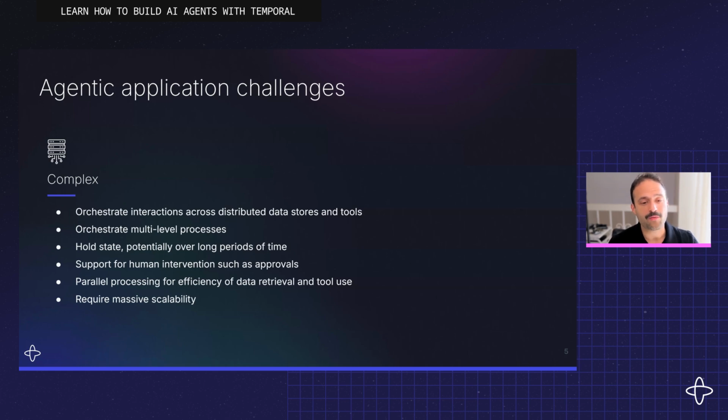We need to support parallel processing for efficient data retrieval and tool use. We're going to be making lots and lots of queries in the background to all different kinds of data sources. And again, we have to be able to handle network flakiness or anything that might require automatic graceful retries or any edge cases that might arise just at the network infrastructure level itself. We need massive scalability to do this.